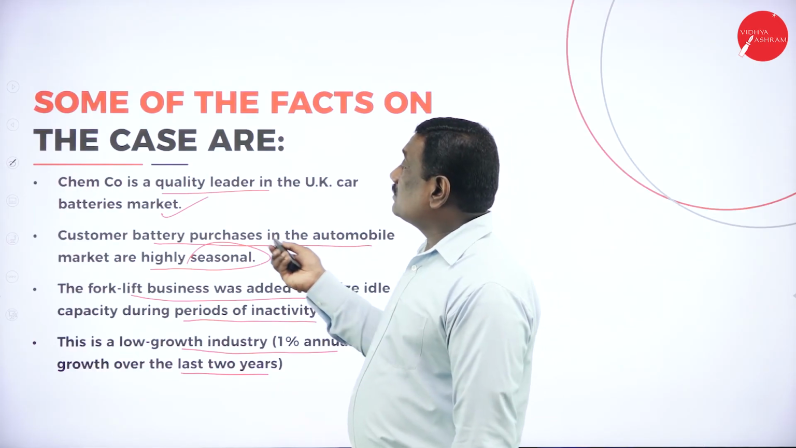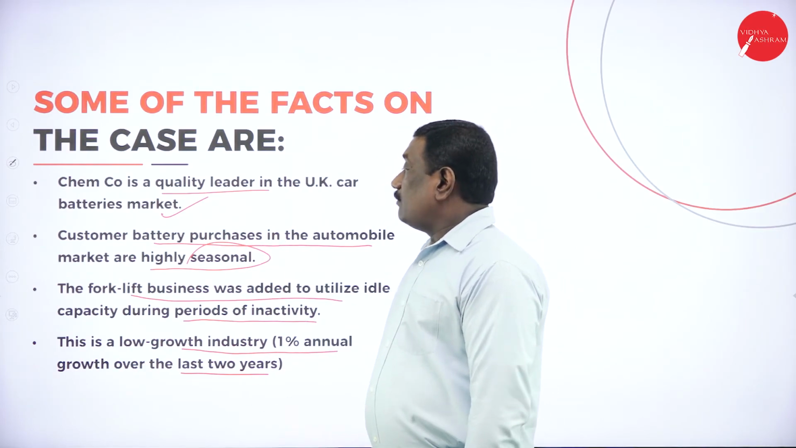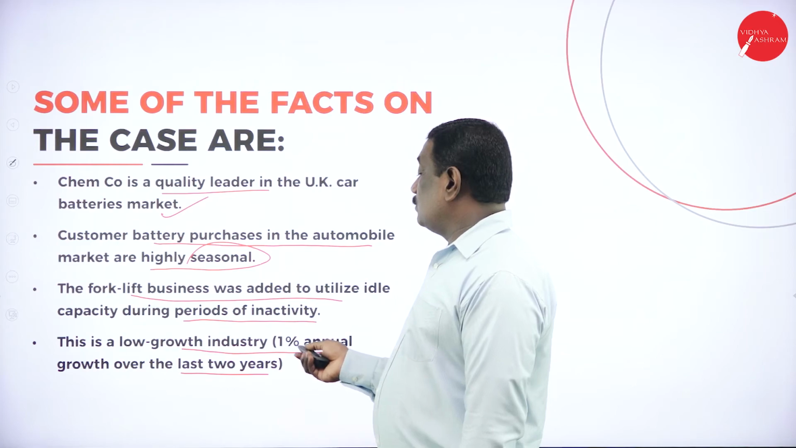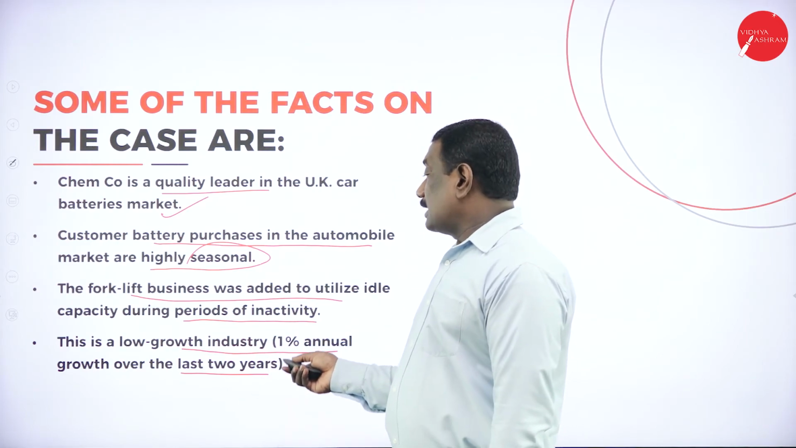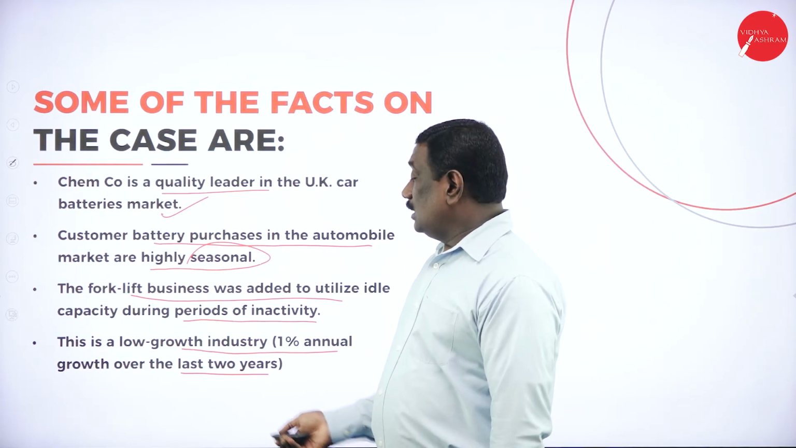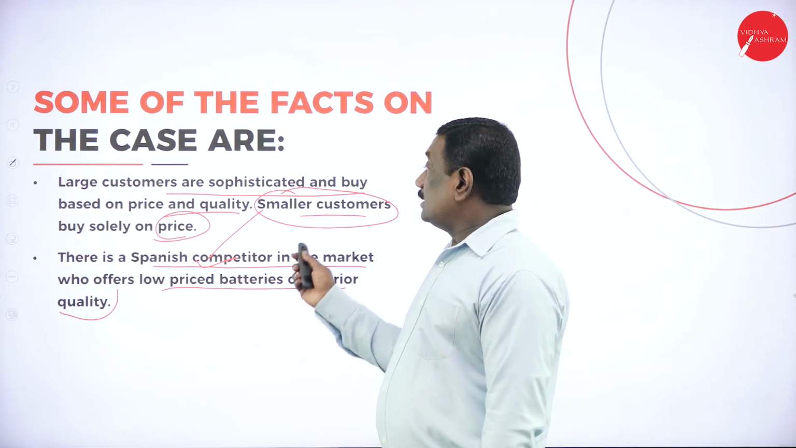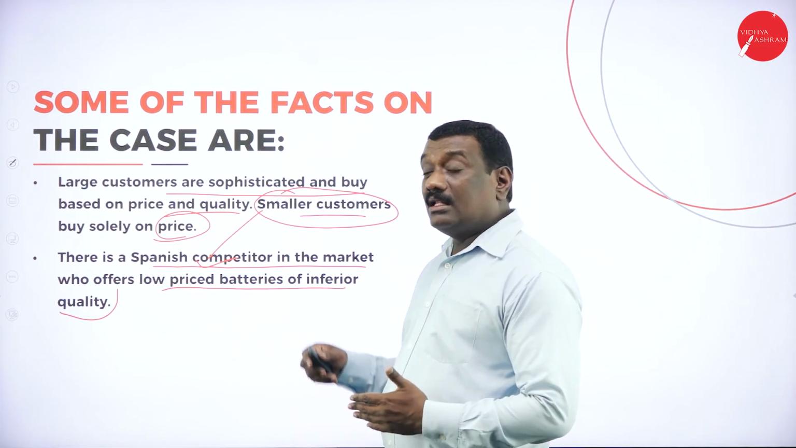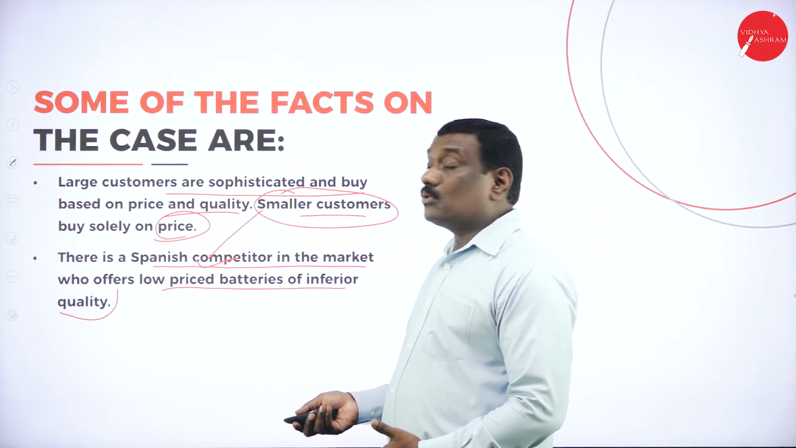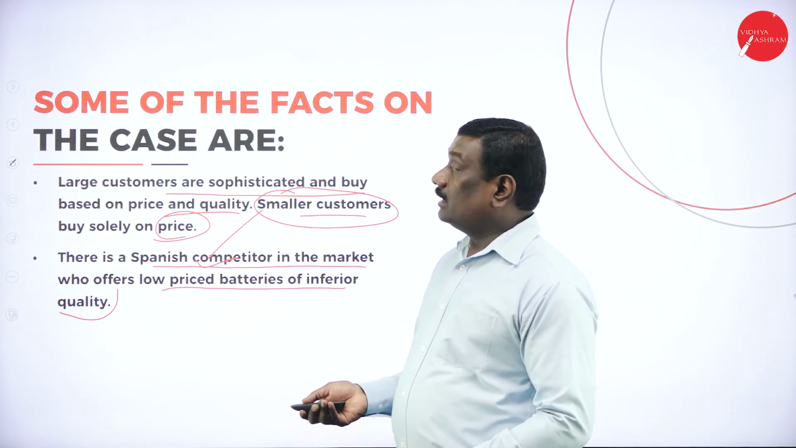So here are some of the facts we can see. As I told you, Chemco is a quality leader in UK car batteries. Customer battery purchases in the automobile market are highly seasonal. The forklift batteries business was added to utilize idle capacity during the period of inactivity, and there is low industry growth, only 1% annual growth over the last 2 years. Large customers are sophisticated and base decisions on price and quality, and the smaller customers rely on price. There is also a Spanish competitor in the market offering low-priced batteries of inferior quality.